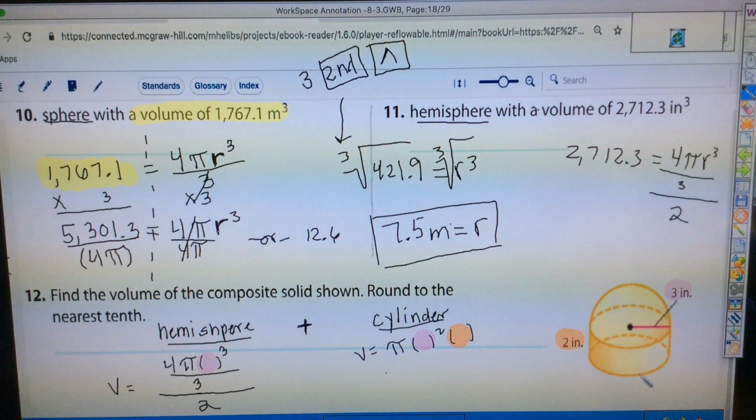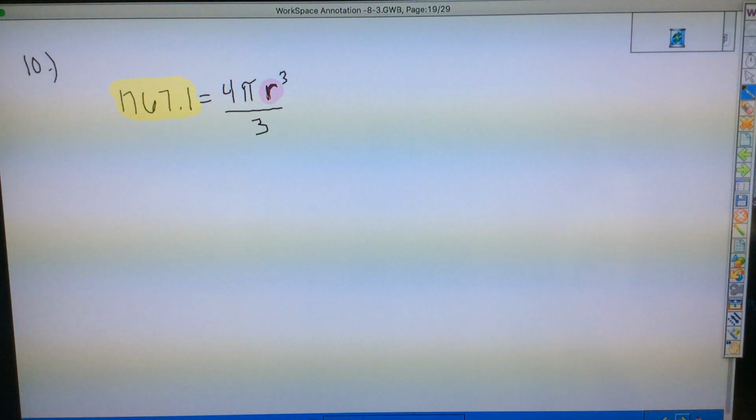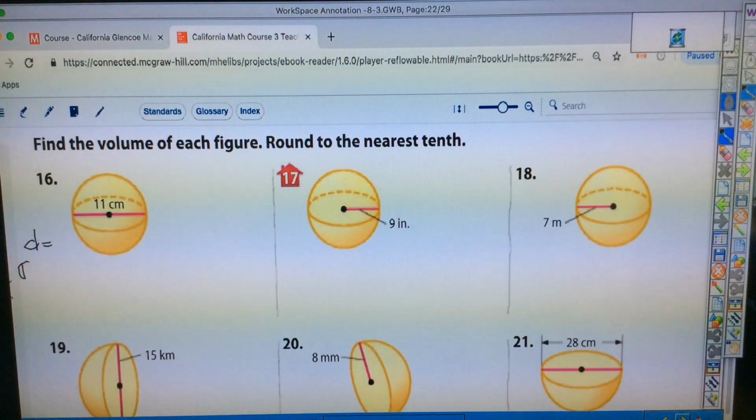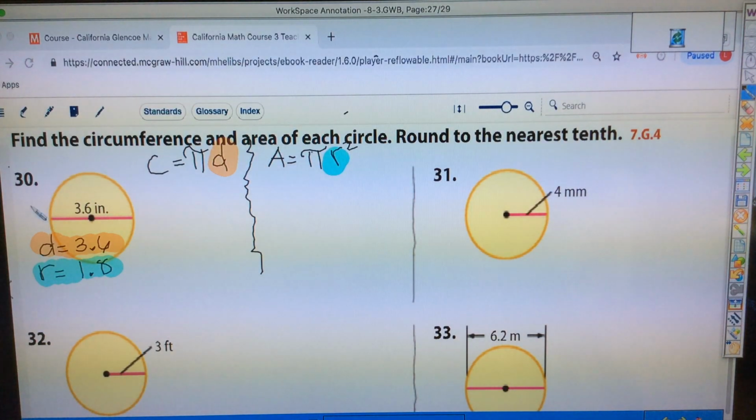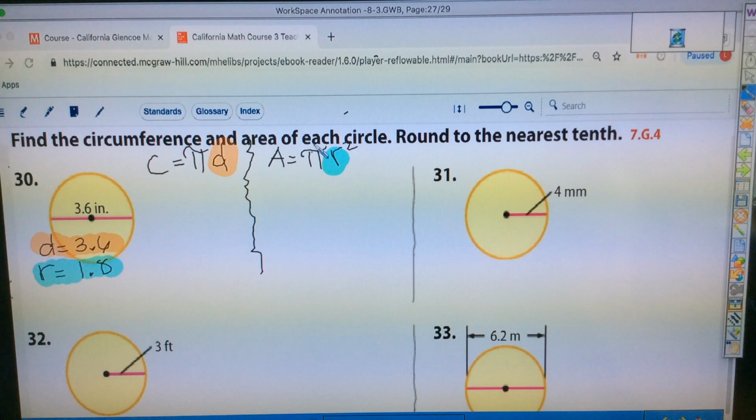There's one in the spiral review that I guarantee is going to be tricky. Let's see here. So by the way, for 30 through 35, they're asking you to find the circumference and the area. Just as a review, circumference is equal to pi times diameter. Area is equal to pi times radius squared. Okay, so they're actually two different answers for each. Pay attention to the difference between diameter and radius. You're going to need both.